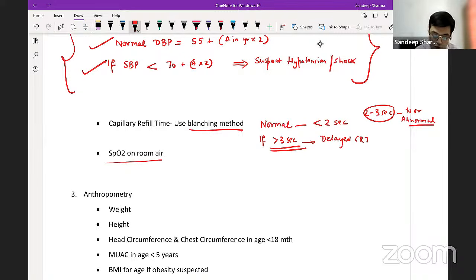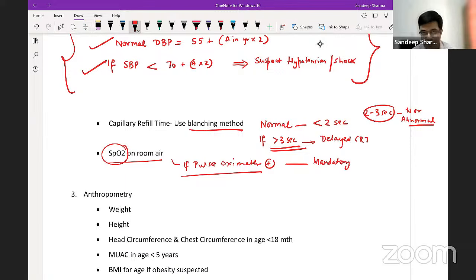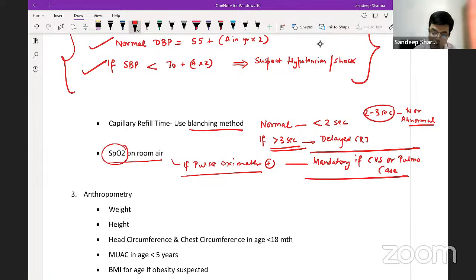Then you check for SpO2 on room air. If you have the pulse oximeter available, then you will check. In a respiratory case, you have to mention if pulse oximeter is present, and SpO2 on room air is mandatory. You can borrow from someone or you can carry your own in the wards. It is mandatory if it is a CVS or pulmonology case. You have to mention it. You will get additional credit in the marking for this.